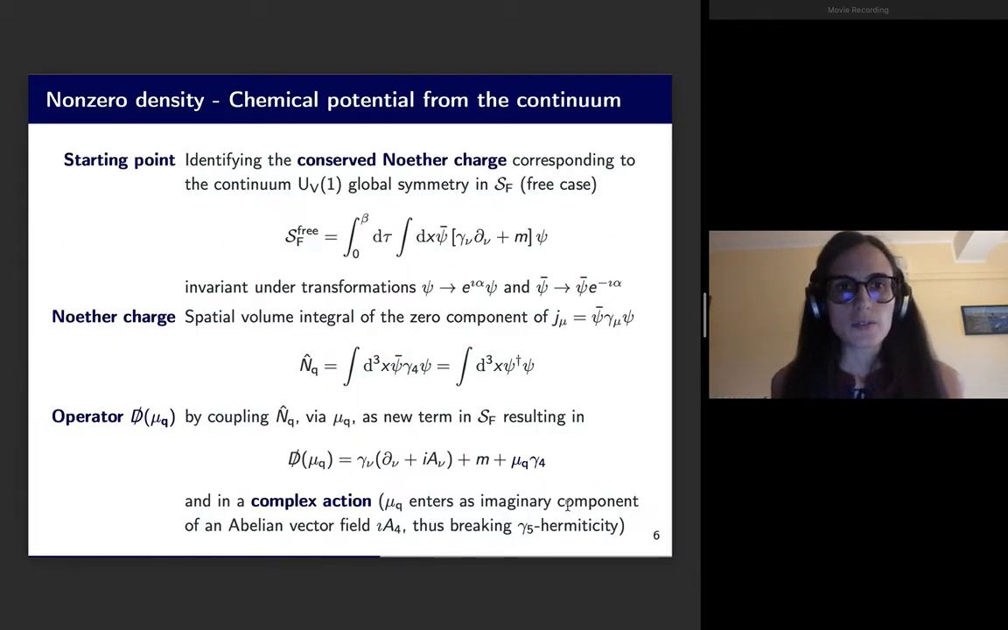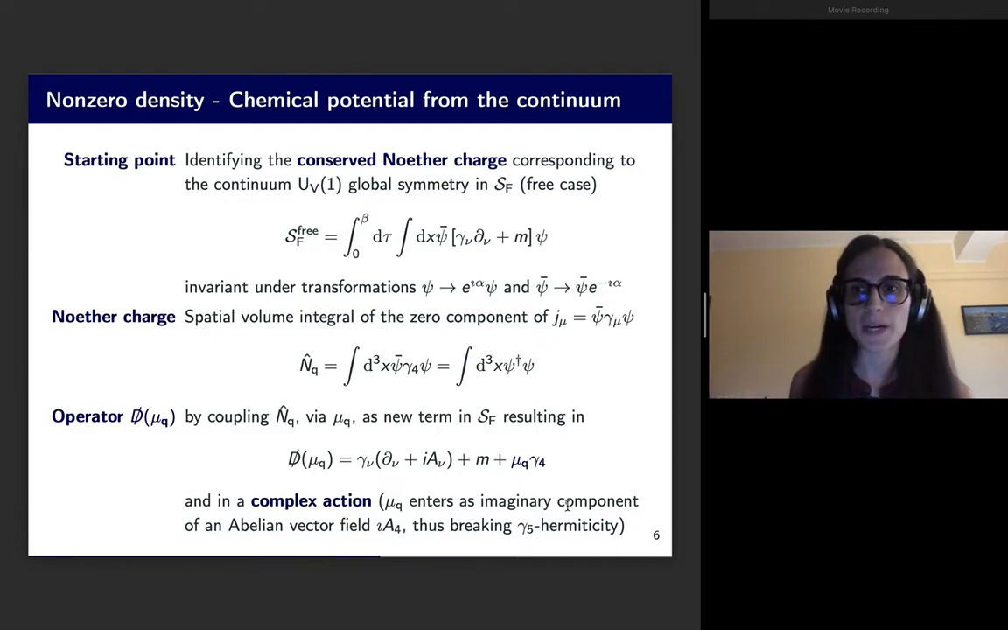Okay, next thing to discuss is how do we implement a non-zero chemical potential on the lattice. And we, as a first step, try to get inspired from what the chemical potential is in a continuum language. Then our starting point is surely the conserved Noether charge that corresponds to the continuum U(1) global symmetry, which is the relevant symmetry for the fermionic part of the action.